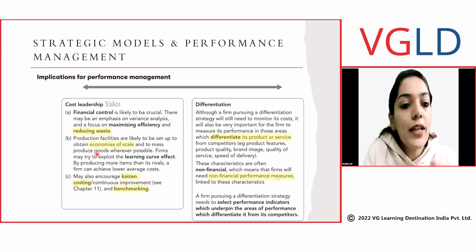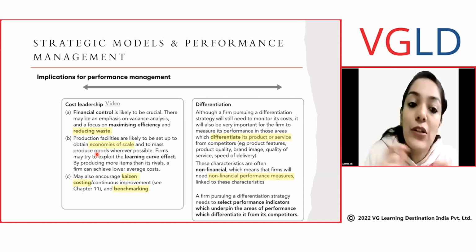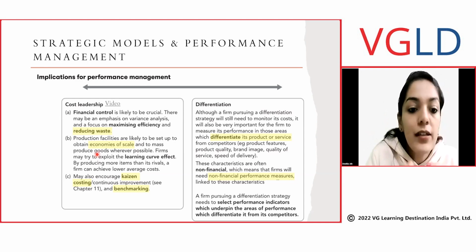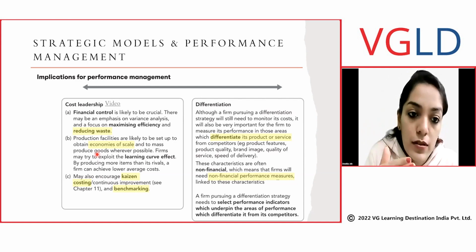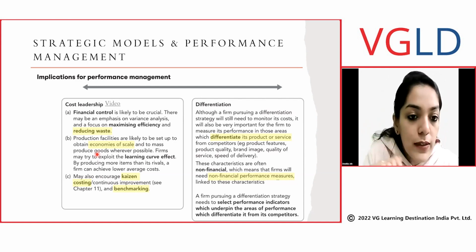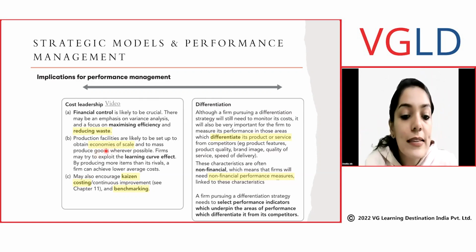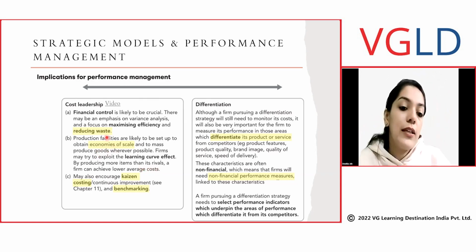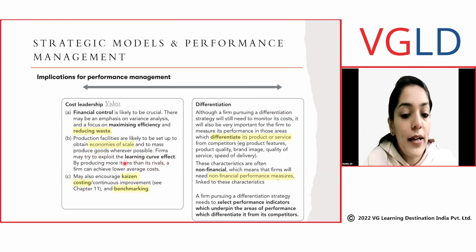That the more time you spend on a repetitive task, the less time per unit you will consume. Every time the production doubles, the time per unit comes down by the factor of the learning curve. So maybe the learning curve effect is 80%. This learning curve effect is used in a cost leadership manner. Firms may try to exploit it, and by producing more items than its rivals, a firm can achieve lower average cost.